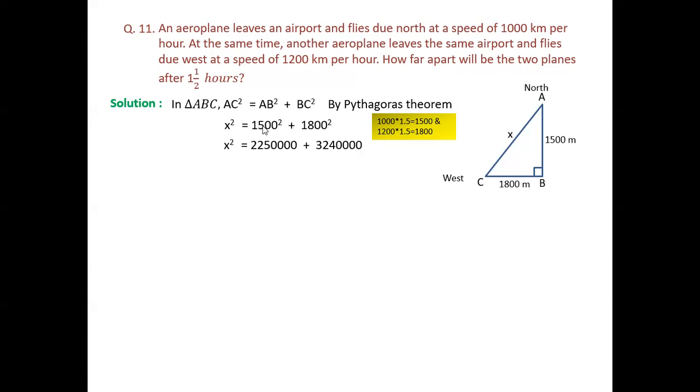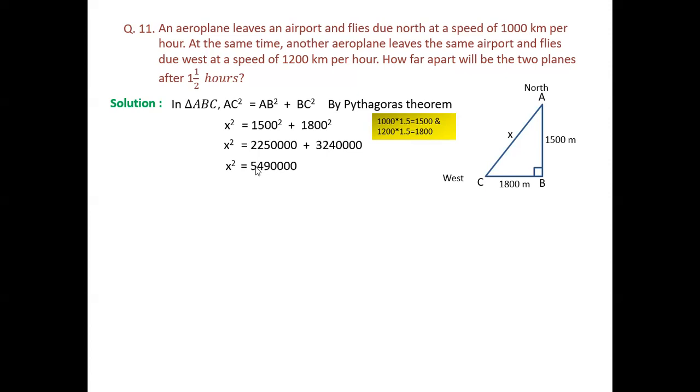Okay, how do you do this? 15 square is 225. Two zeros are there, so put 4 zeros. 18 square is 324. Two zeros are there, so double the number of zeros. That's how you will have to think. Don't multiply. It becomes easy for you to do the squares.